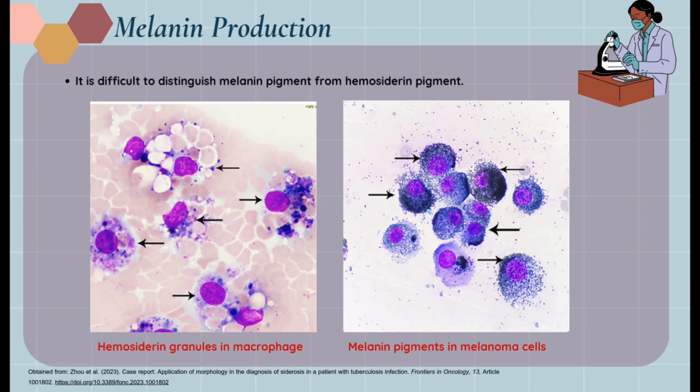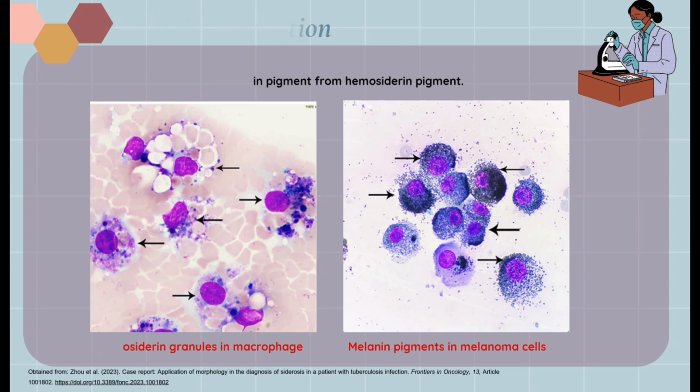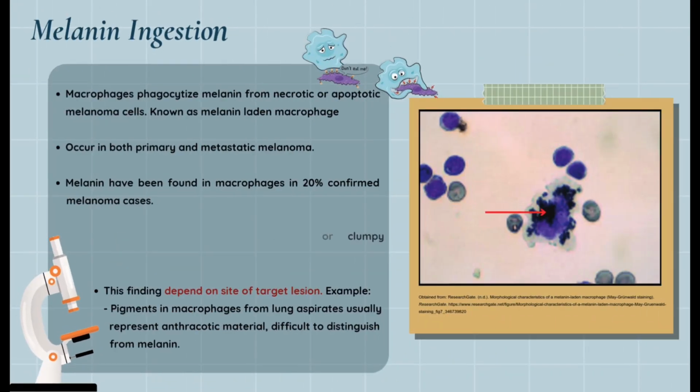So, additional immunohistochemical staining and clinical correlation are very often necessary. Example, pigments in macrophages from aspirates of lung usually represent carbon pigments from inhalation of coal dust or smoking.